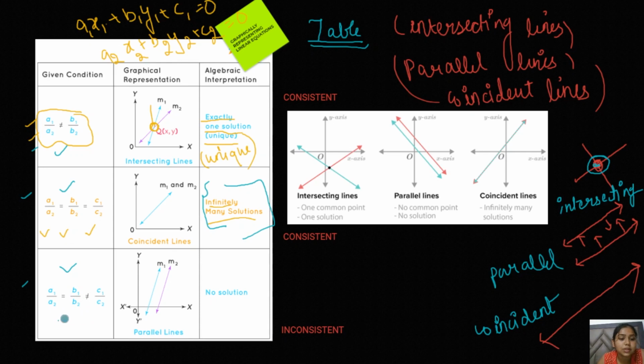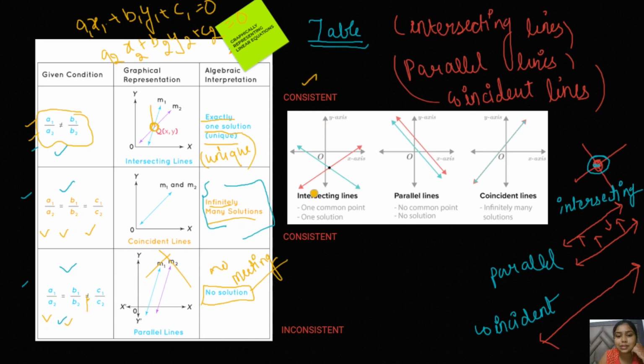Okay, so this is the last, the parallel line. In the case of parallel lines, a1 by a2 equals b1 by b2, but that is not equal to c1 by c2. Right, so in the case of parallel lines, you can easily see that they do not meet, there is no intersection or meeting. So in that case, it has no solution. No solution is there in case of the parallel lines.